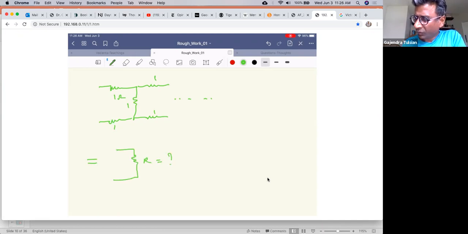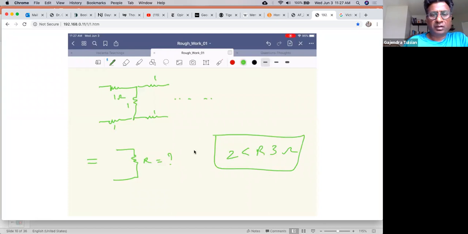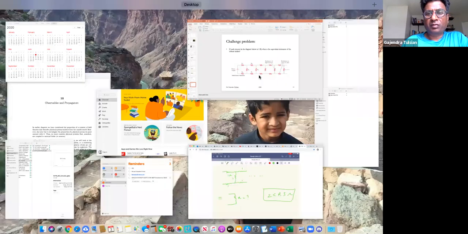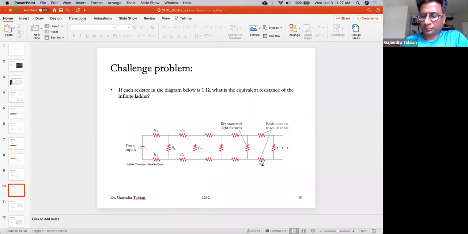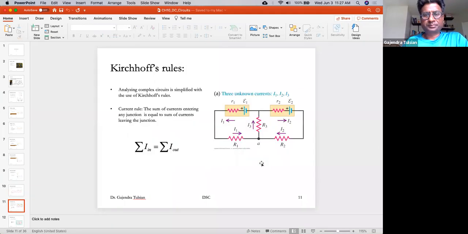Let me give you a hint. So this is 1 ohm, this is 1 ohm. Let's say this is some effective value. But since there's stuff connected in parallel to that, that has to be less than 1. So here I'm giving you this hint, R has to be some value between 2 and 3 ohms. Now, if that problem interests you, find the value of R. What is the value of R? Just a fun problem.